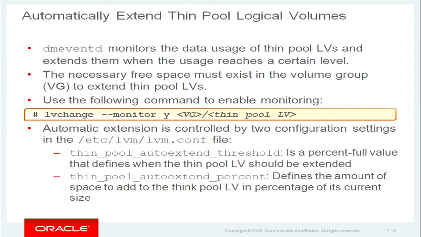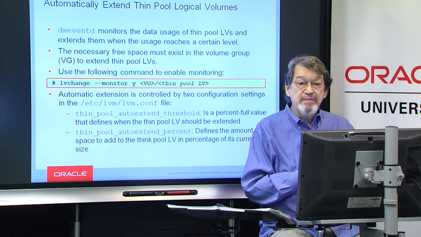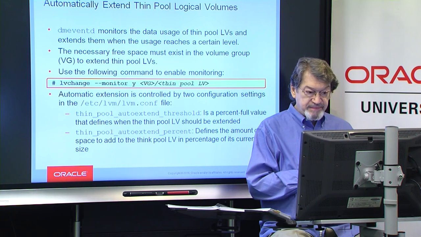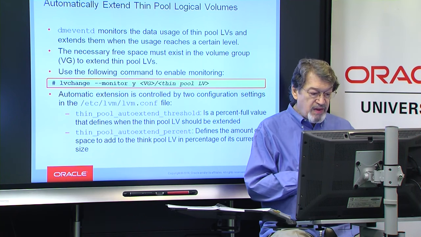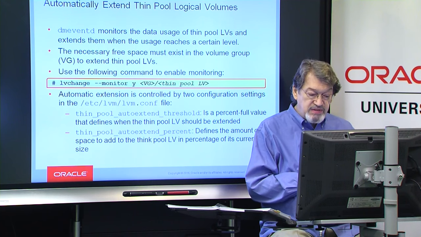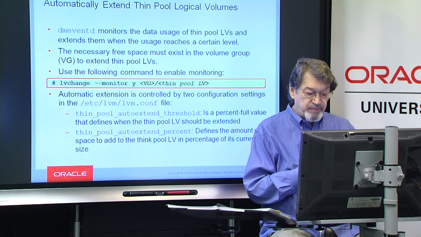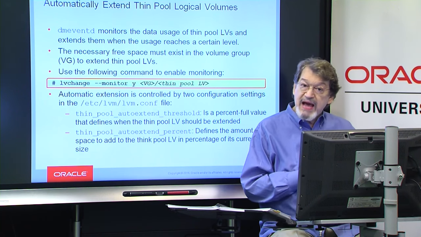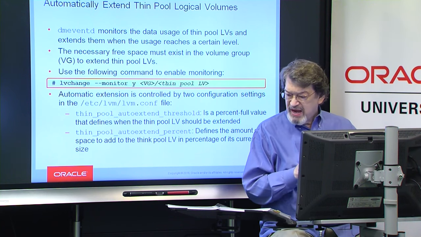Now, as the administrator on the box, you're still going to have to go back to the storage folks and get more physical storage. But it could be another PV, another physical volume that gets added to the volume group, but not in the middle of a crisis, okay? And so there is a thin pool auto extend threshold. It's a percent full, and then there's a thin pool auto extend percent, which defines how much to add. So it's not a bad concept.